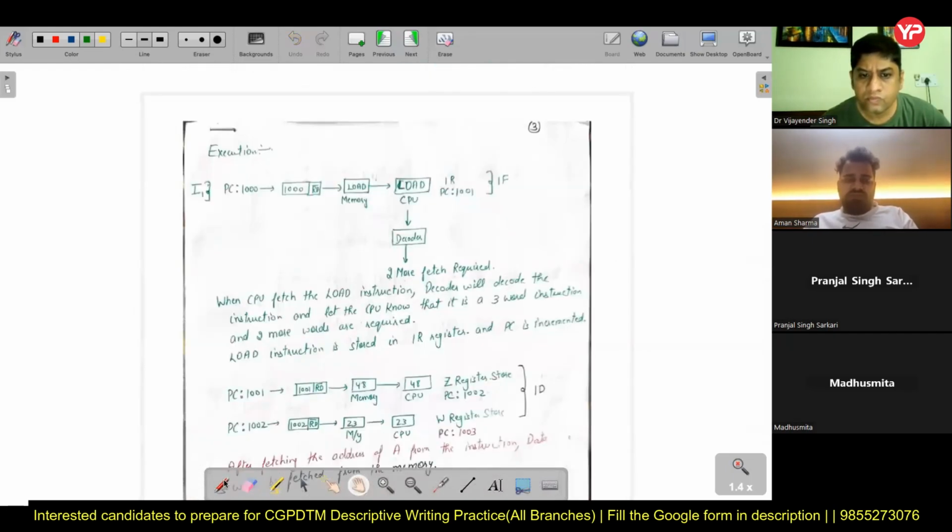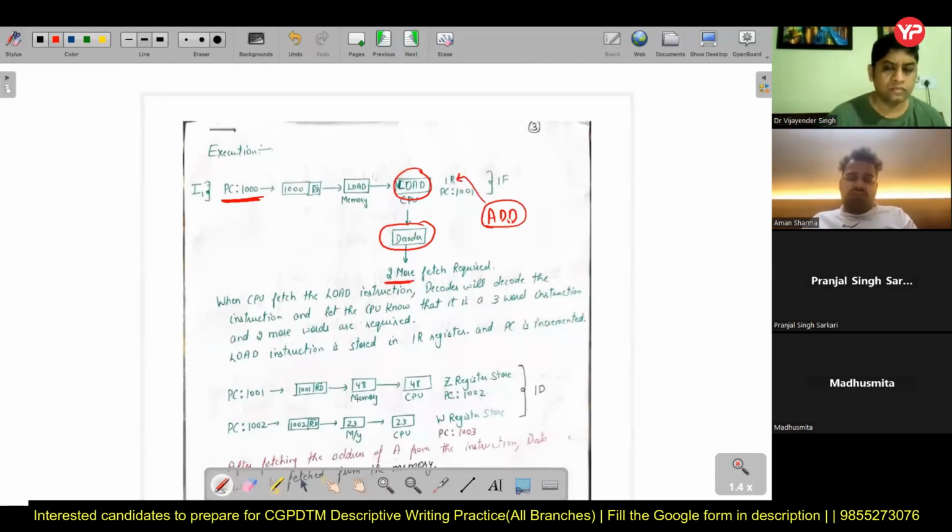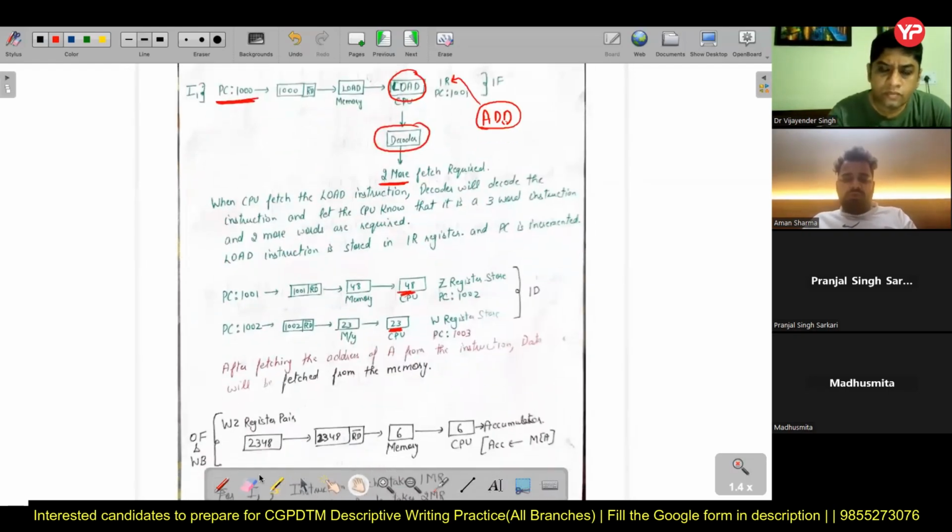First of all, PC will fetch the instruction. Add instruction will be fetched by PC, and load instruction will be fetched by PC, and it will decode that two more fetches are required. So it will fetch add first, it will store the add in IR. After that, it will fetch 48 and 23 from the memory, and using those 48 and 23, it will fetch the data and put that data in the accumulator. Now in the accumulator, we have data 6.